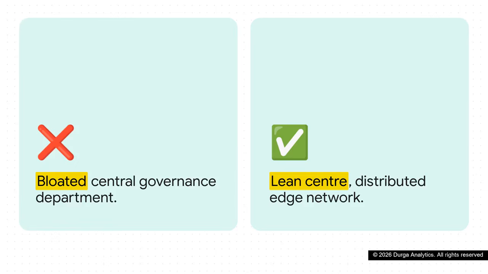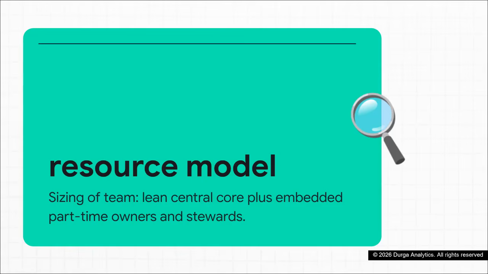A few specialists in the center, supported by embedded data owners and stewards out in the business. A resource model is simply the sizing of that governance team. This lean core plus embedded stewards approach perfectly aligns with the hybrid operating model we've discussed before. It scales efficiently right where the data actually lives and where the business context is understood, whether that's right on a trading floor or out at a retail branch.